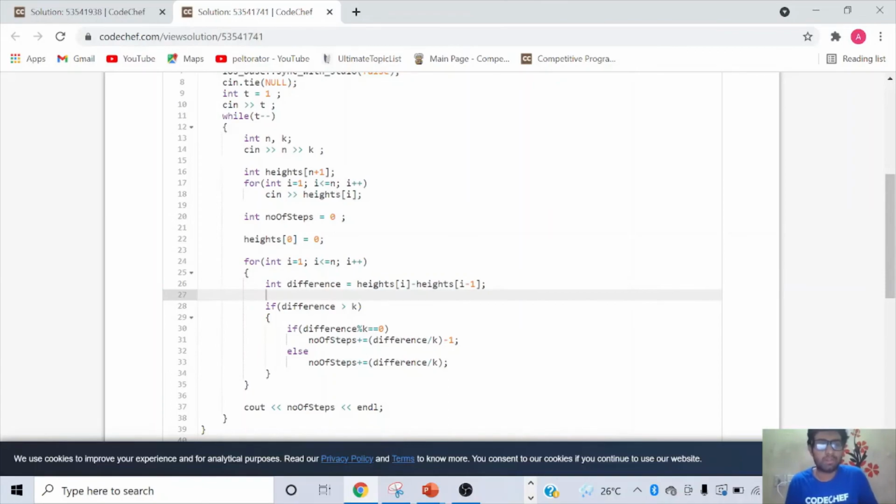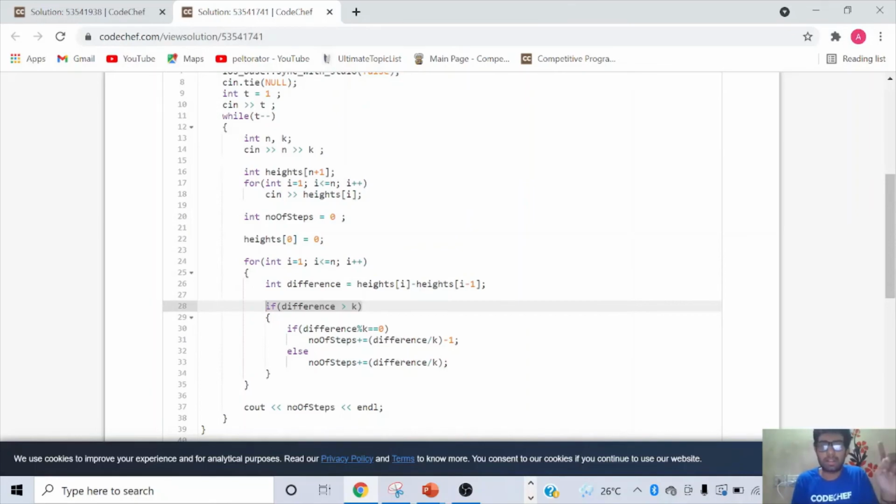Now, after computing the difference, we check the condition that we discussed. If the difference is greater than k, only then we do this. If the difference is less than or equal to k, no jumps. It's a direct jump to there. No intermediate steps to be constructed. Using just one direct jump, you can reach there if the difference is less than or equal to k.